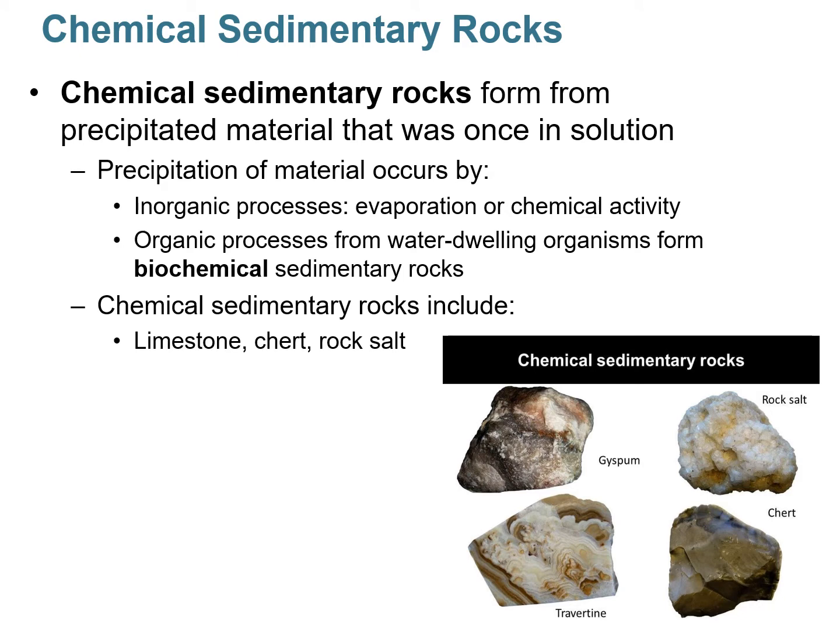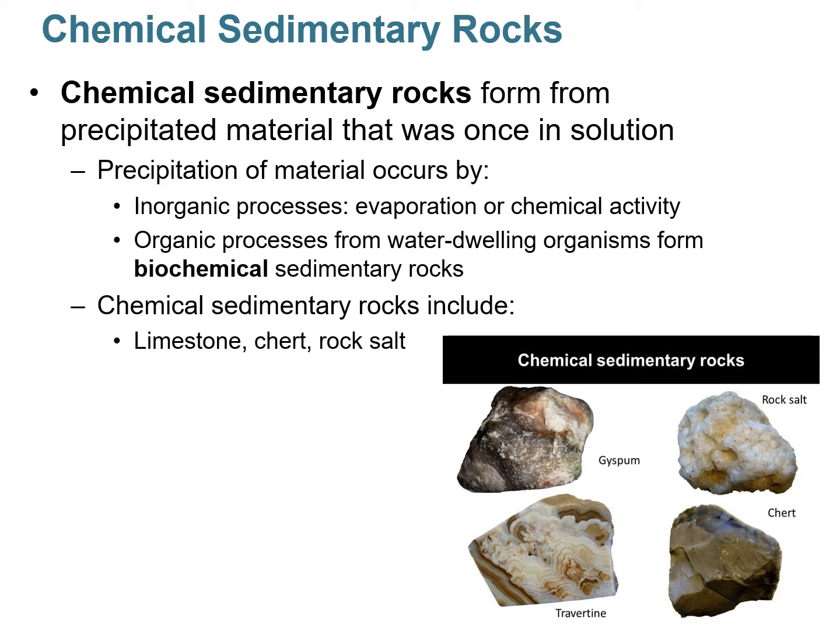Okay, the next category of sedimentary rocks are chemical sedimentary rocks. These form from precipitated material that was once in solution, typically water. So precipitation occurs in two processes, organically or inorganically. Inorganic essentially just means evaporation or some sort of chemical activity. An organic process involves organisms. Typically water-dwelling organisms will remove dissolved solids from the water to create their shells, exoskeletons or homes or whatever it is.